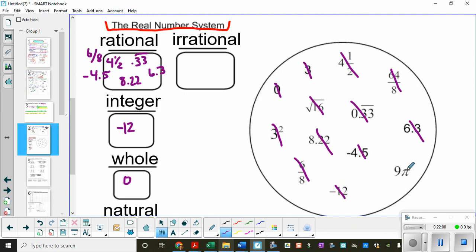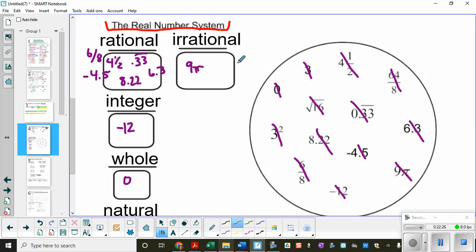All right, and then we have 9 pi. So 9 times pi. Anything to do with pi is going to be a number that goes on forever and ever. Pi is a number that goes on forever and ever, and now I'm just making it 9 times bigger, but it'll still go on forever and ever. So anything with pi is irrational.